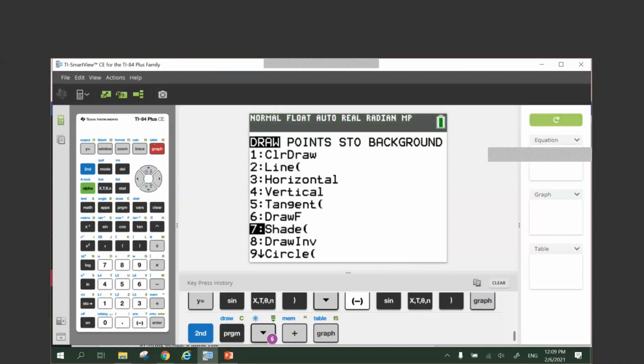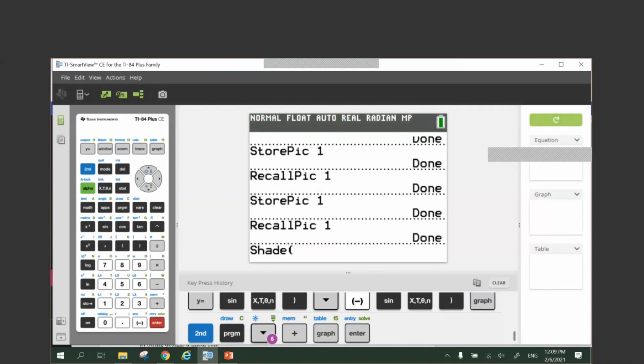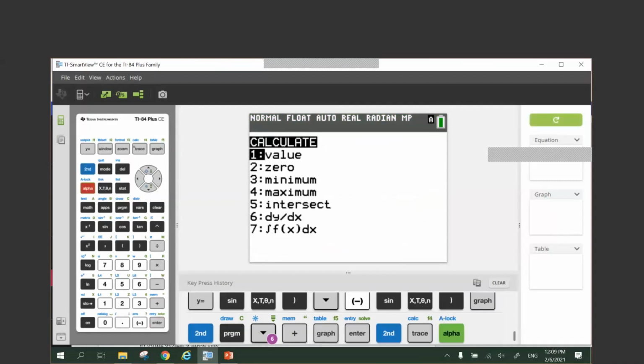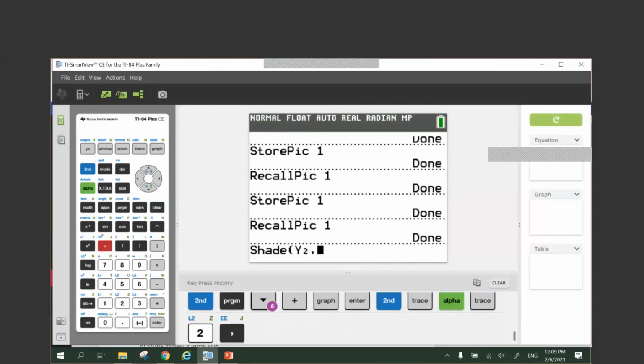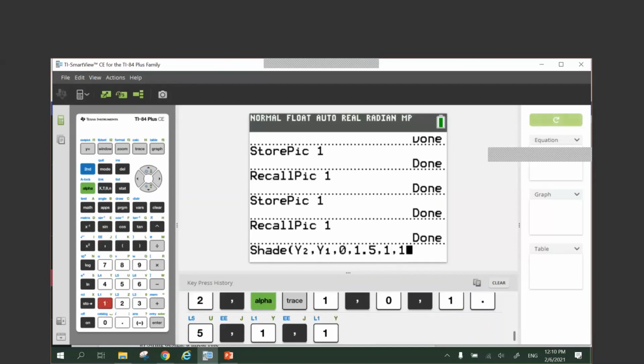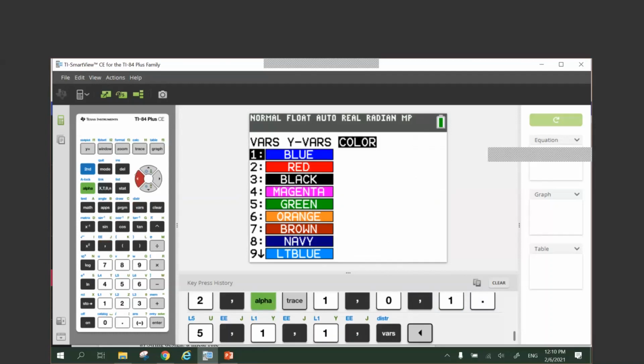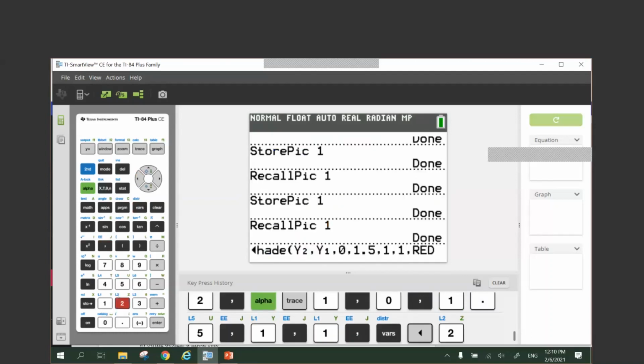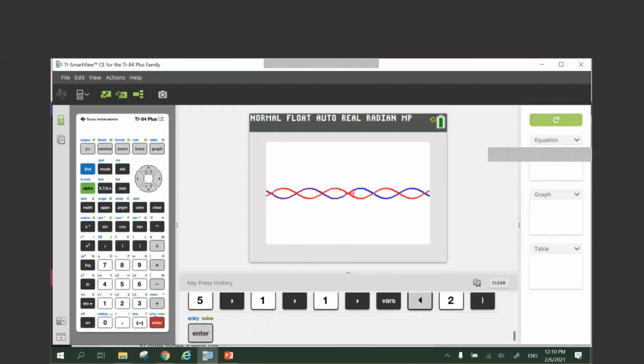So let's go back. I'm using this now. So I'm shading above Y2, below Y1, X value from 0 to 1.5, pattern 1, and every one pixel. And for the color, you go to variable, and you can see color is, okay, let me use red color. So you'll be shading from 0 to 1.5, which is about pi over 2.